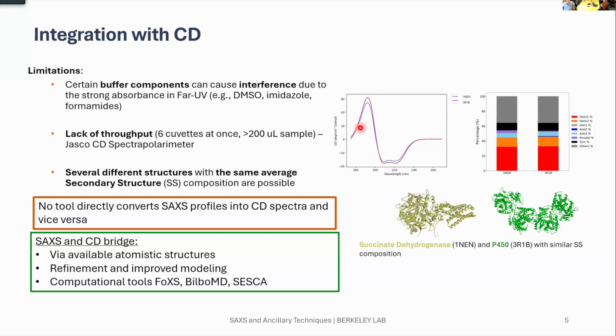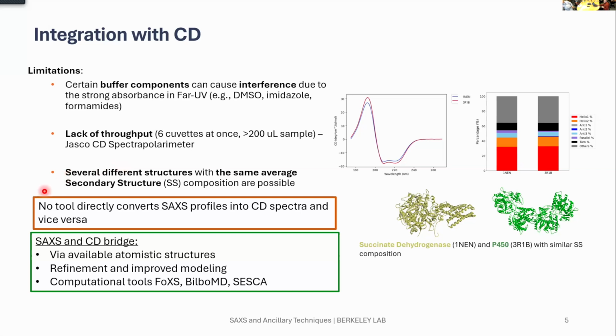And for the spectropolarimeter that I'm using at the Molecular Foundry, there are some throughput limitations, since it uses in parallel just 6 cuvettes, and each cuvette is supposed to have more than 200 microliters. So you can imagine that you use a lot of your sample, plus you're not able to screen a lot of different conditions in parallel.